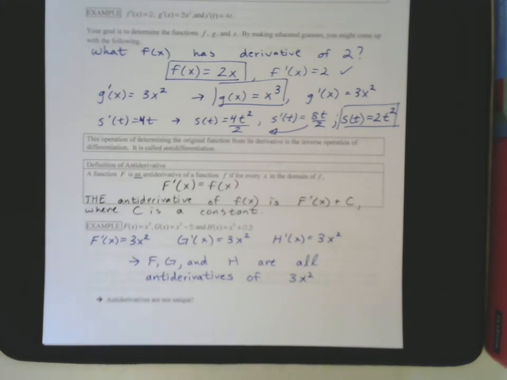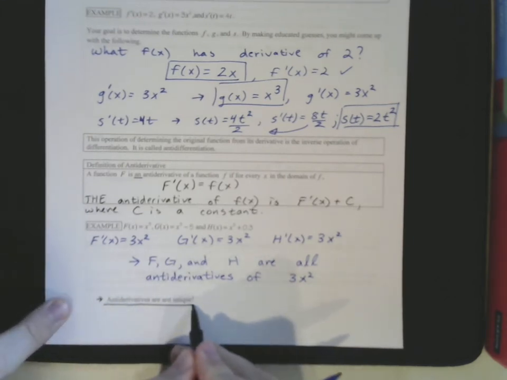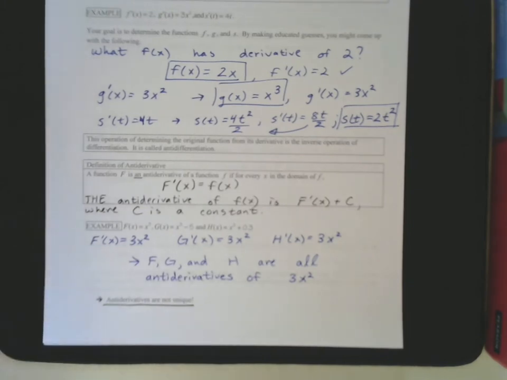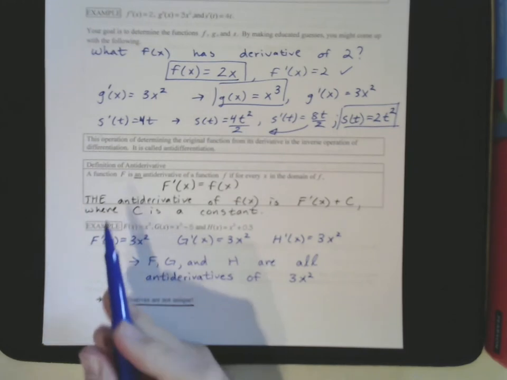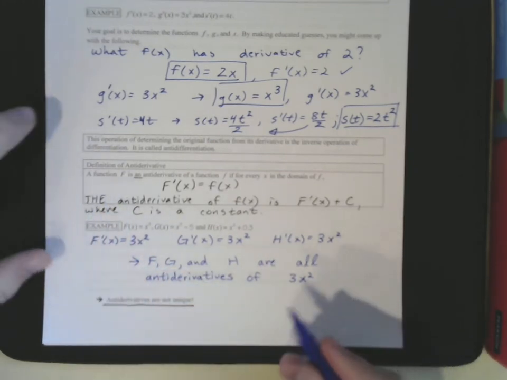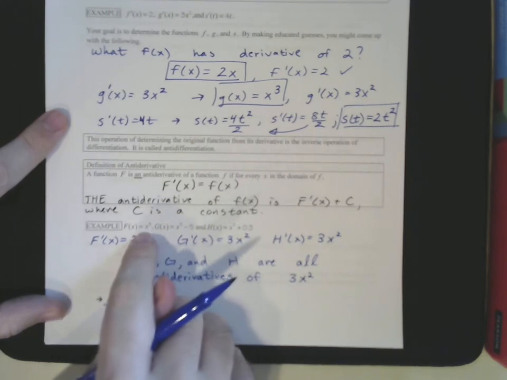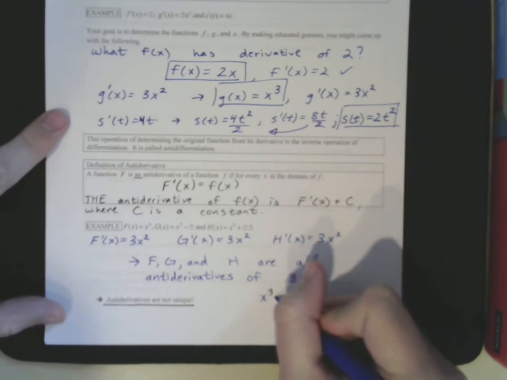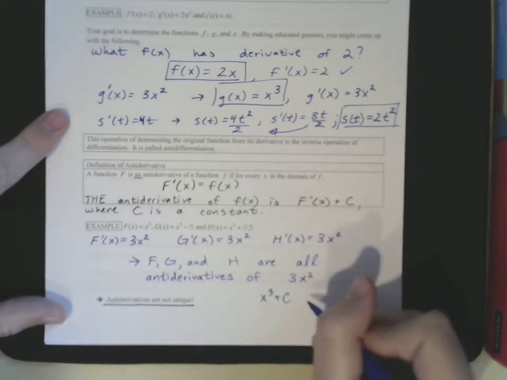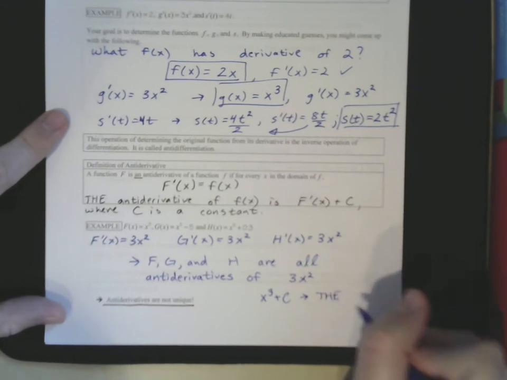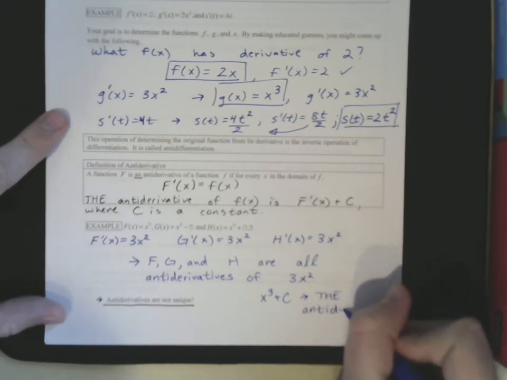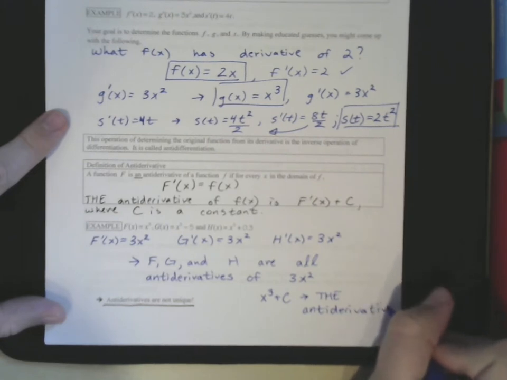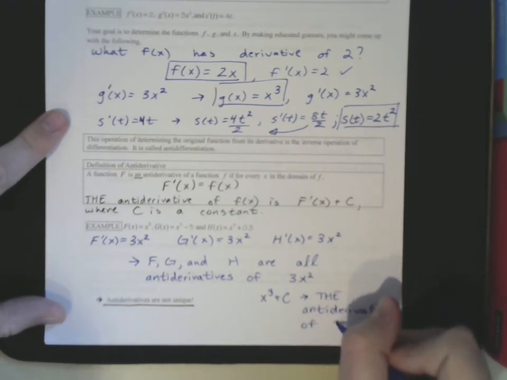And so the big takeaway here is that antiderivatives are not unique. There are, in fact, infinite antiderivatives for any differentiable function. So when we talk about the antiderivative, what we really want is to include all of these. So the antiderivative would be x cubed plus c. This is the antiderivative of 3x squared.